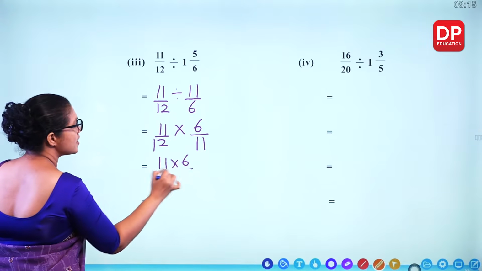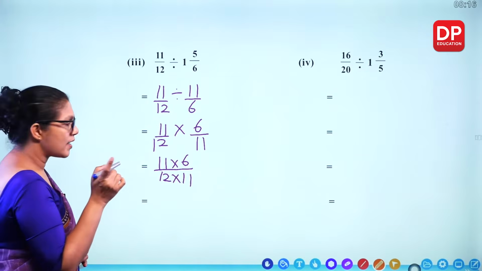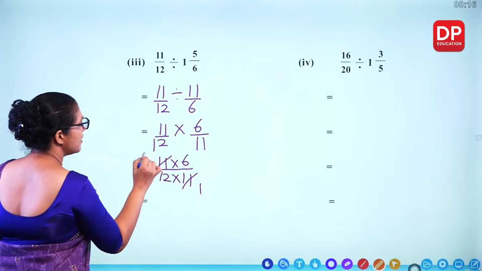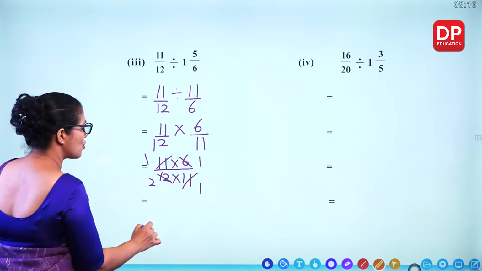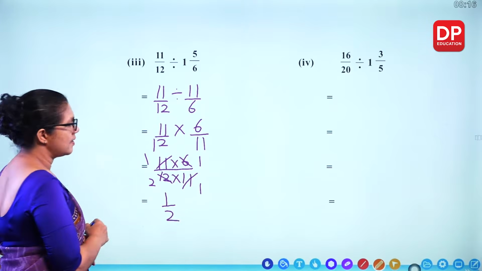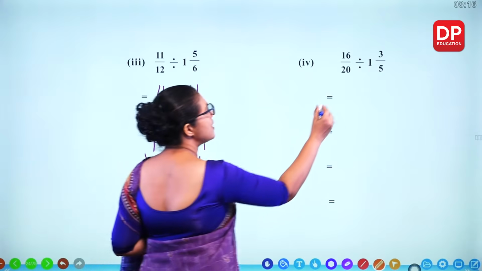Multiply by the second one with the reciprocal of that. Multiply the numerators and the denominators separately. Cross out the common factors now. 11, and 6 times 1, 6 times 2. So what's the final answer? Half. This one, 16 over 20.